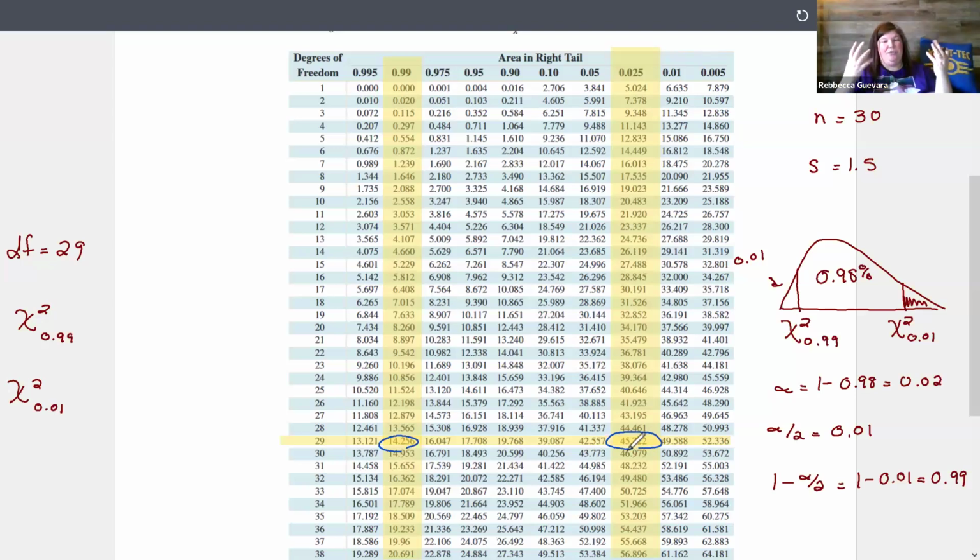So as you notice, these numbers are getting bigger because this is what we're dividing by. So it's making sure that with larger samples, we should get smaller intervals. It's making sure that those margins of error essentially are getting smaller. So this is pretty standard for what you're going to see with a chi-square distribution. So for the 0.99, we have 14.256, and for the 0.01 it is 45.722.